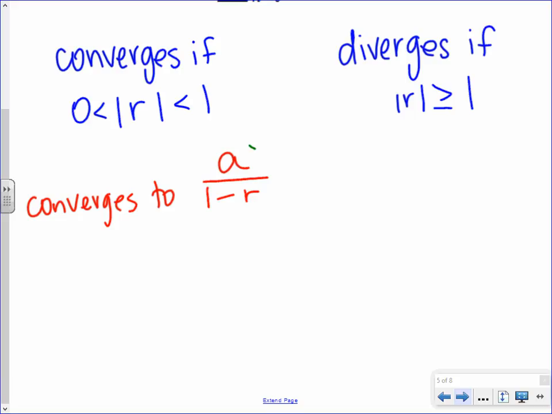I am going to make a note right here that this a is the first term. There could be some tricky cases where the first term is maybe when our series starts at 2, and we'll talk more about that on Monday, but make sure that that a is the first term no matter what your series is beginning at.